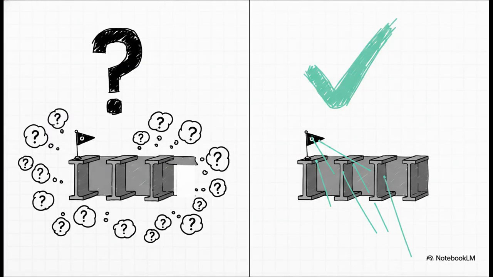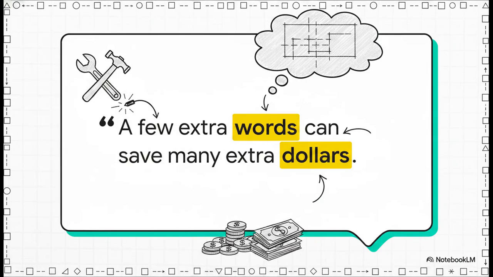The solution is just so simple. Be specific. Don't just write TYP and hope for the best. Write TYP both ends, or TYP all web stiffeners. A couple of extra words on the drawing can save a whole lot of questions and potential rework down the line. The source material just nails it with this quote: a few extra words can save many extra dollars. I mean, that's the whole ballgame right there. Clarity isn't a nice to have, it's how you save money in this business.